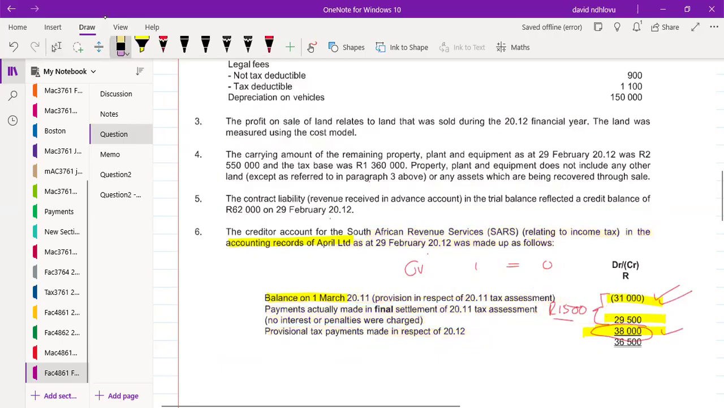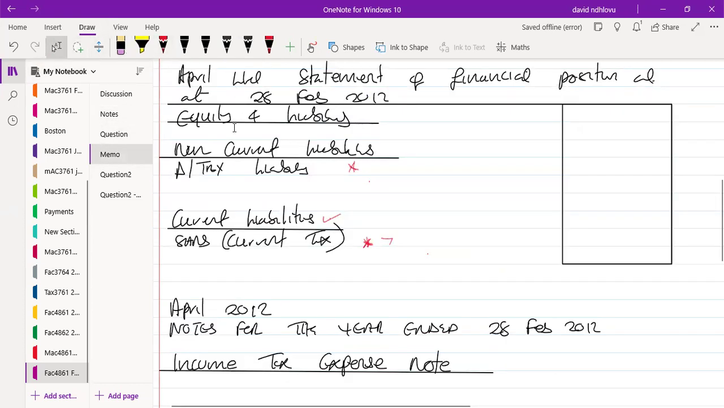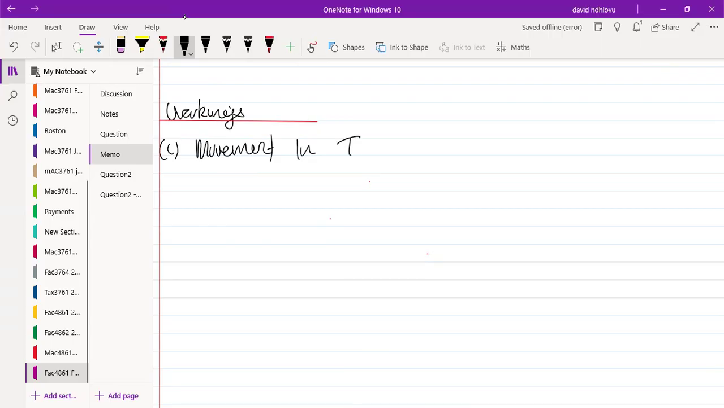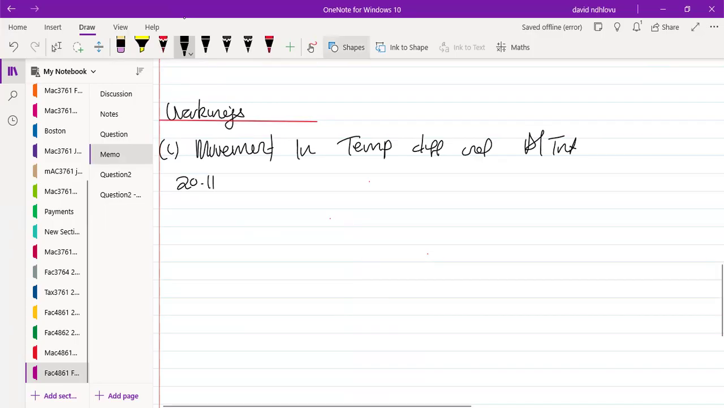Right, so where we are going to start with our question, we have to start by calculating deferred taxation. So this is where we always start when we have the statement of financial position. So calculation number one, we want to calculate movement in temporary differences and deferred tax. Right, so we then start with the year 2011. Right, so when we do the calculation, we open 4 columns here.